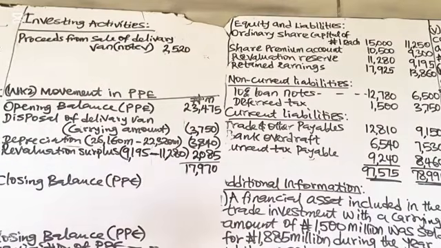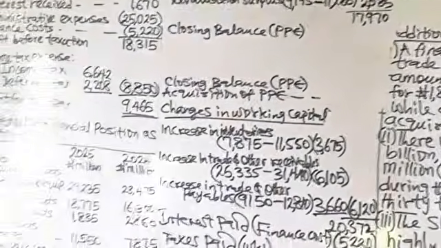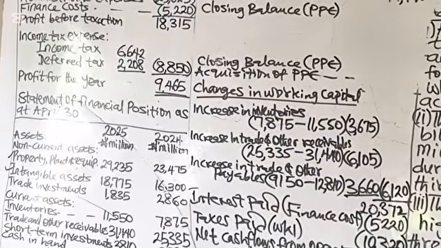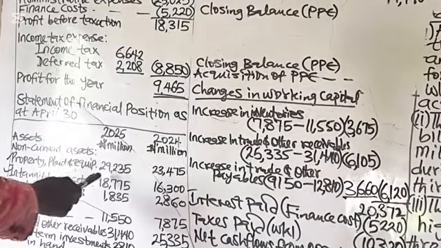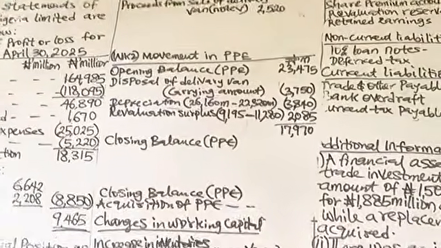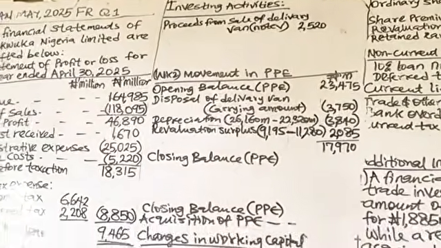So, how much is the closing balance? Let's go through the statement of financial position under the non-current asset. Then you have the property, plant, and equipment of 29,235. That is the closing balance. So we subtract the closing balance.